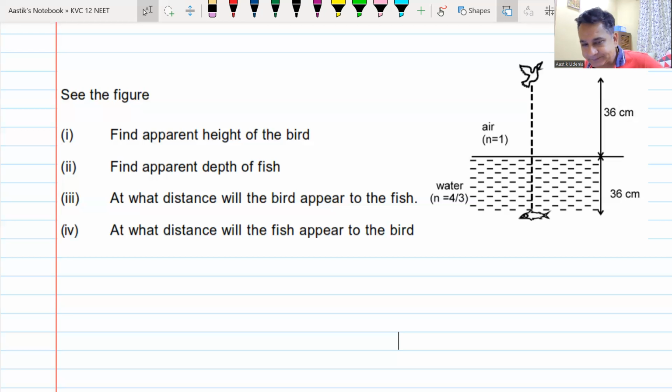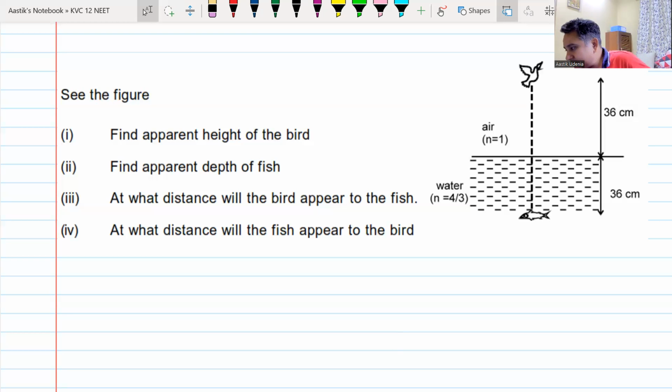No response? Not a good sign? Yes, I got one response. 48 centimeters. Well done. That is the first answer. 48 centimeters is the apparent height of the bird. Fish is watching the bird from the surface of water. It will not look 36 centimeters above. It will look 48 centimeters above. Well done, my dear friend.